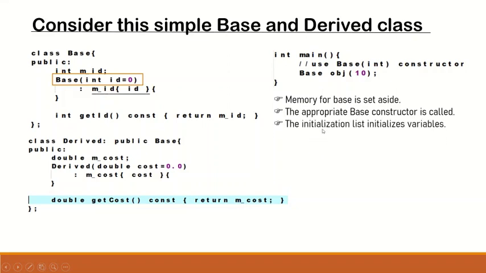Thereafter, what will happen? The initialization list initializes variables. Variables of what? Here we call them data members of class base. The initialization list uses the data member name m_id, and it gets initialized by the value 10 that we have passed from the main method.